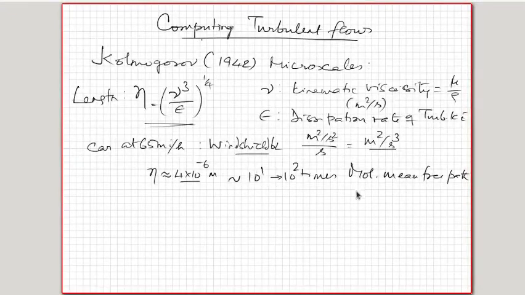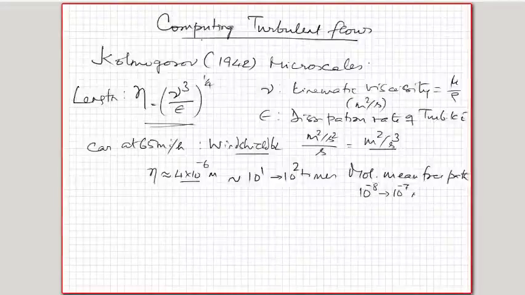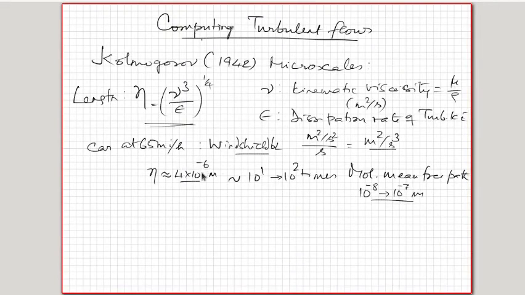So molecular mean free paths are of the order of 10 to the power of minus 8 to 10 to the power of minus 7 meters. Okay, so this is in the order of 10 to the power of minus 6 to 10 to the power of minus 7 typically. Okay, so that is the thing.